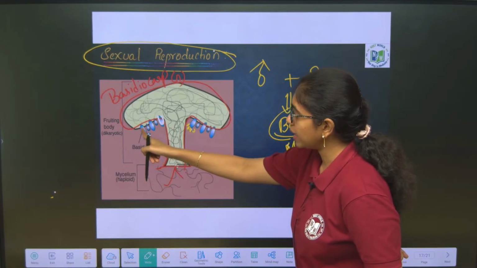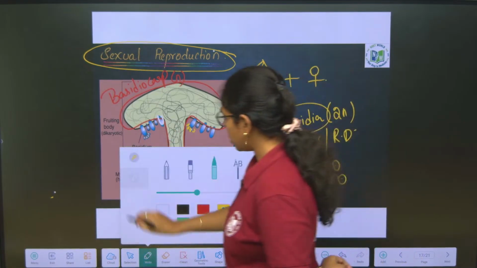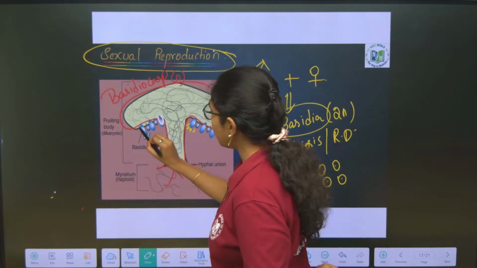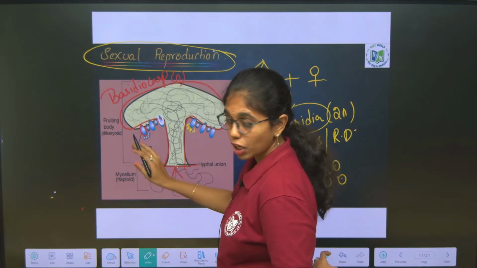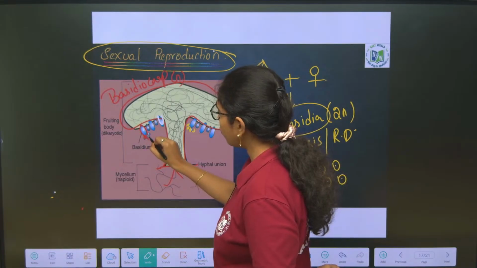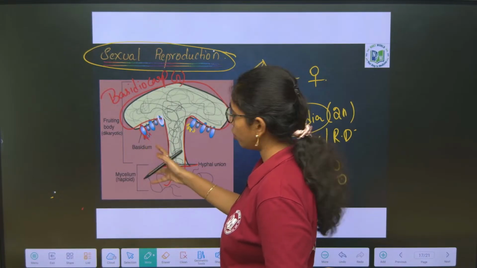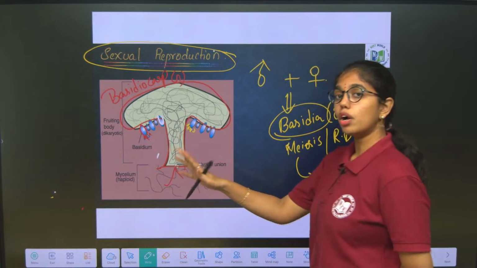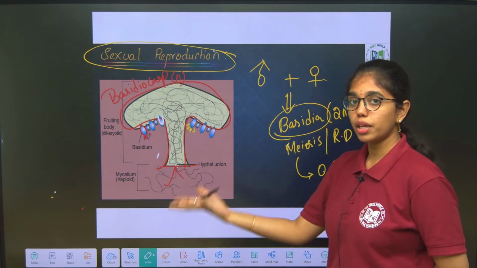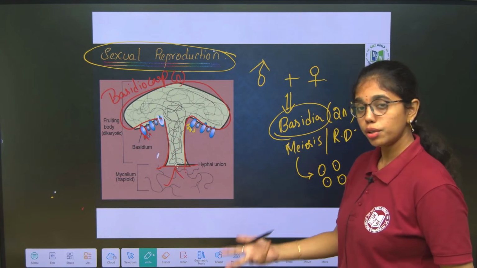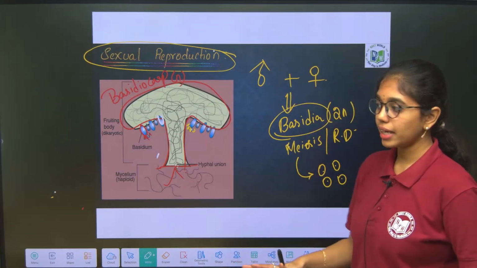This is the basidium, which is the site of meiosis, and will be releasing out 4 spores. Okay, those are basidiospores which are released and falling onto the suitable substrata. They will be growing into the new hyphae or new mycelium. Till here it is clear, right, beta?